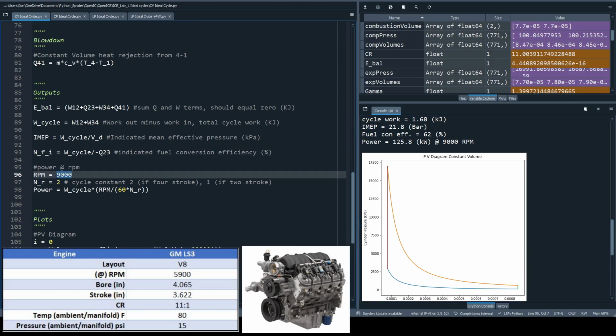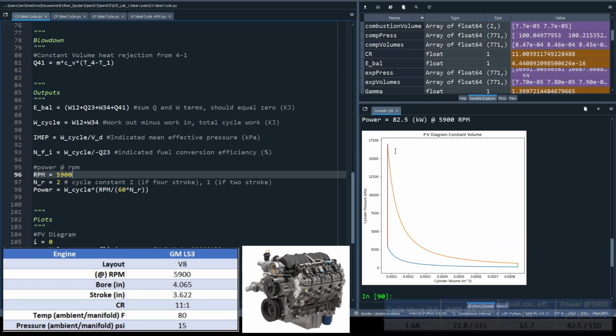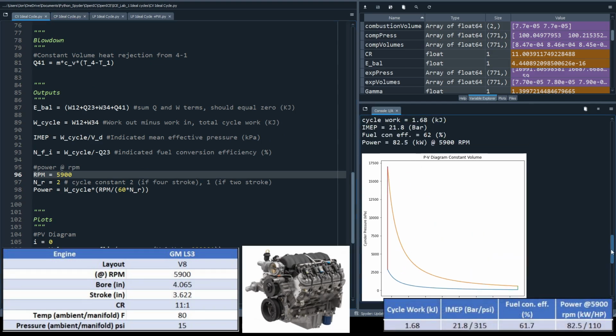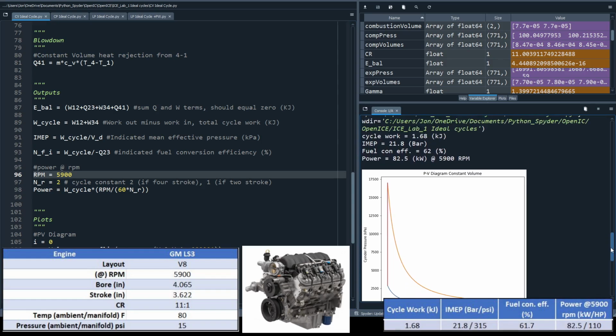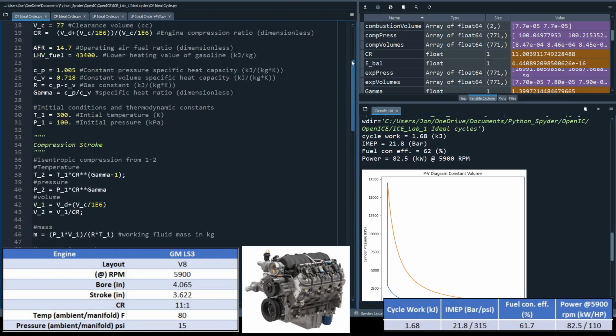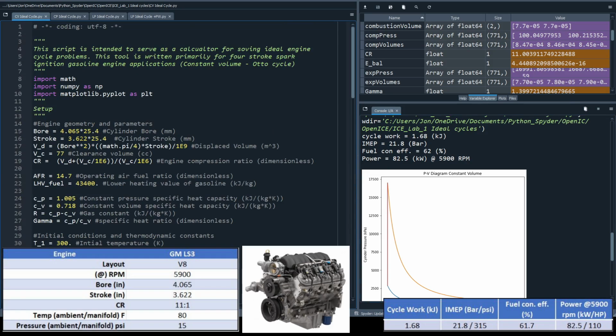So let's say our red line is 5,900. Remember, power is always going to be given at an RPM, so you need to adjust that to the specific application. So now we've got our LS engine with our 4 and some inch bore, 3.6 inch stroke, about 1.7 kilojoules out, and about 80 kilowatts at 5,900 RPM.